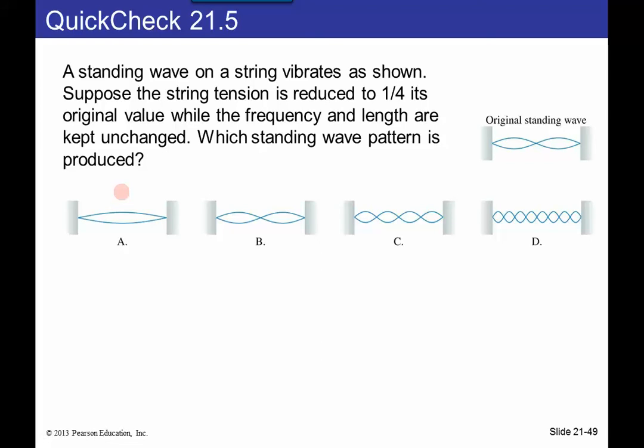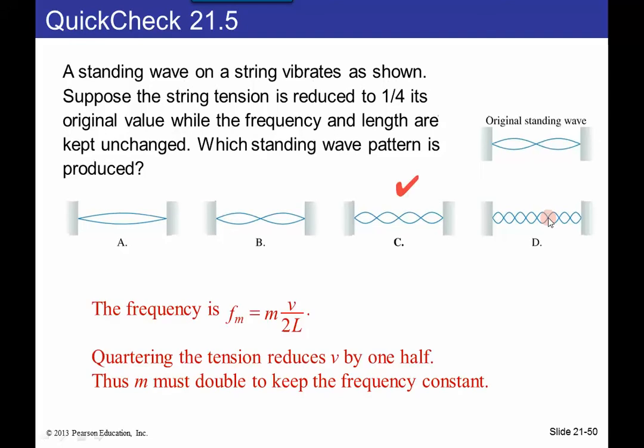Now you have a standing wave on a string that vibrates as shown. Suppose the tension is reduced by 1/4 and the frequency and length are kept unchanged. Which standing wave pattern is produced out of all these? And the right answer is C.